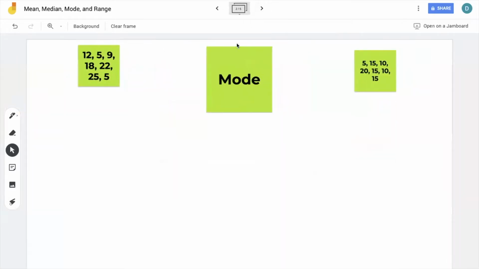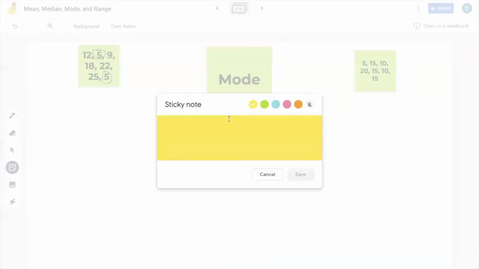Let's go on to mode. Mode is a pretty easy one. Basically, it is the number that appears most frequently in your data set. We have the same sets again; I just used them as we're finding different things for each set. So we have 12, 5, 9, 18, 22, 25, and 5. What appears most frequently in this set? It would be the number 5, because you can see that 5 appears at the end, and it's the second one there. So the mode for this data set is 5.